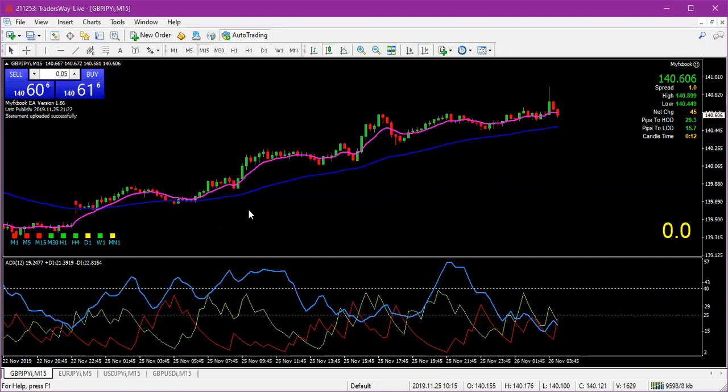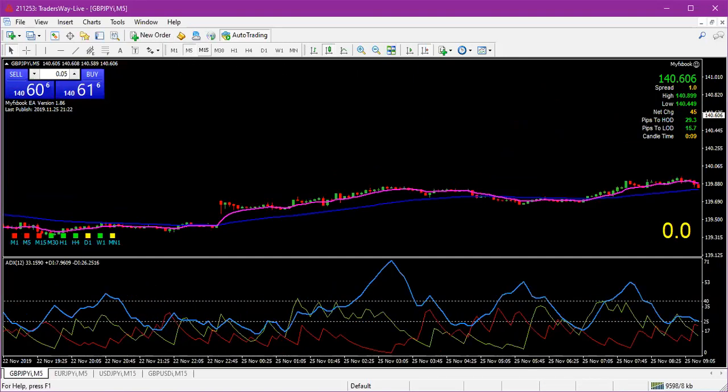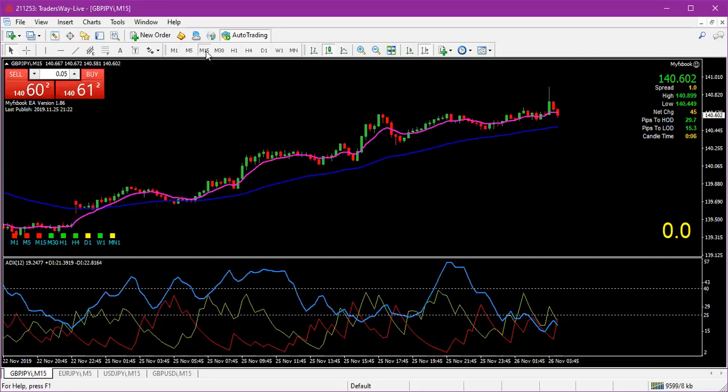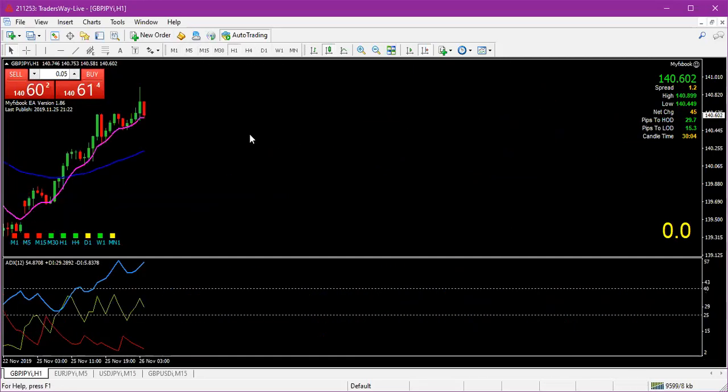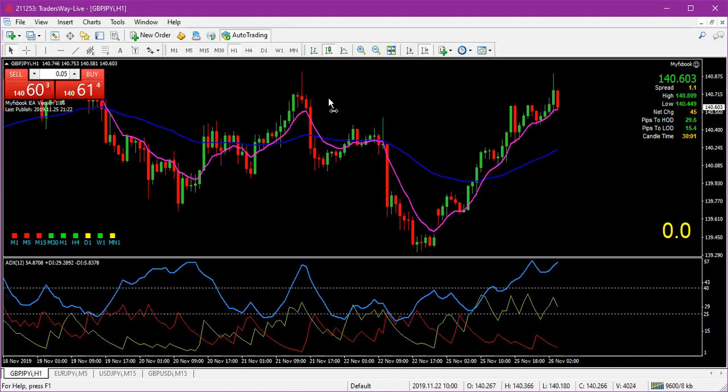Okay, so let me get on the 5 minute. Go to 15. Oh, no, let's see. Most of you guys said you're an hour trader, so let's go on an hour. Okay, so very simple. The only thing we have are 3 indicators on this strategy. We have an 8 moving average exponential. That's the magenta pink line. Then we have a 50 moving average exponential also.